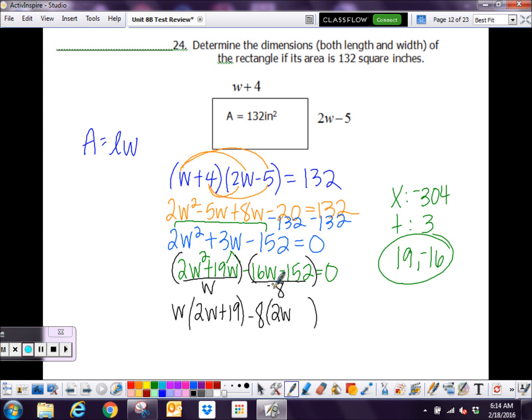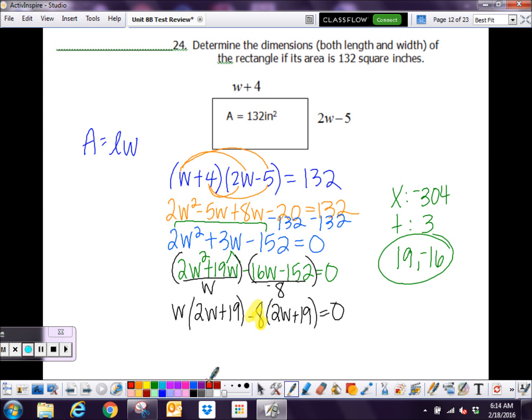And 152 divided by 8 is 19. Now notice we're really taking out a negative 8 here. All right, so we are going to end up with plus 19. All still equal to 0.